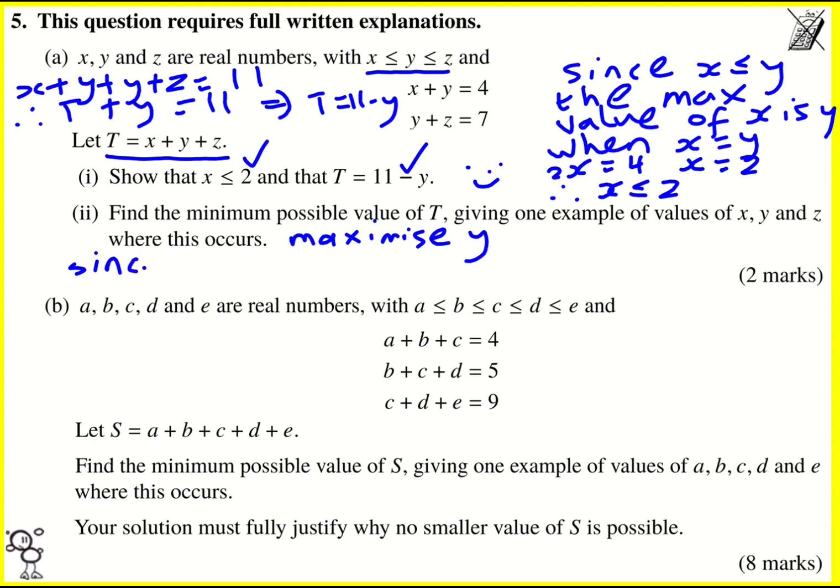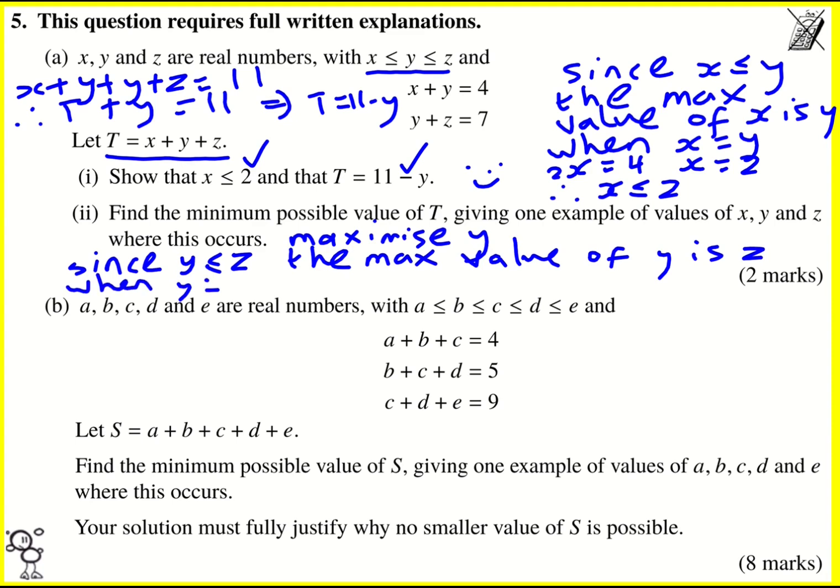Since y is less than or equal to z, the max value of y is z. So when y equals z, we're going to get 2y is equal to 7. So y is equal to 7 over 2, or 3.5. And that's going to be the maximum value then. So I could write down that therefore y is less than or equal to 3.5.